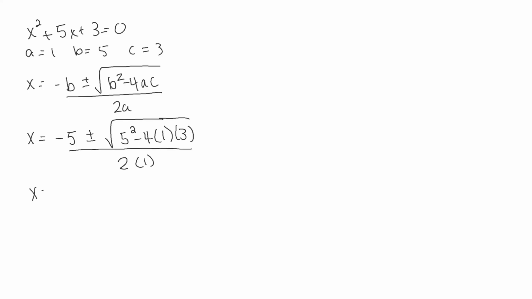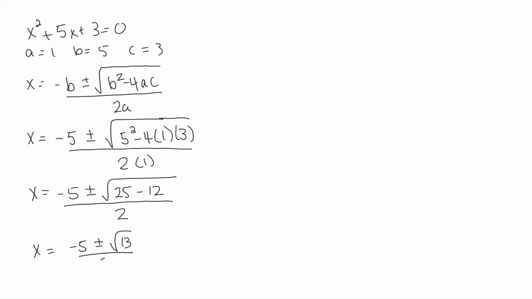So I get x equals negative 5 plus or minus, under the radical, 5 squared is 25. Negative 4 times 1 is negative 4. Negative 4 times 3 is negative 12. And then that's all over 2. So x equals negative 5 plus or minus. Well, 25 minus 12 is 13. And then that's all over 2.